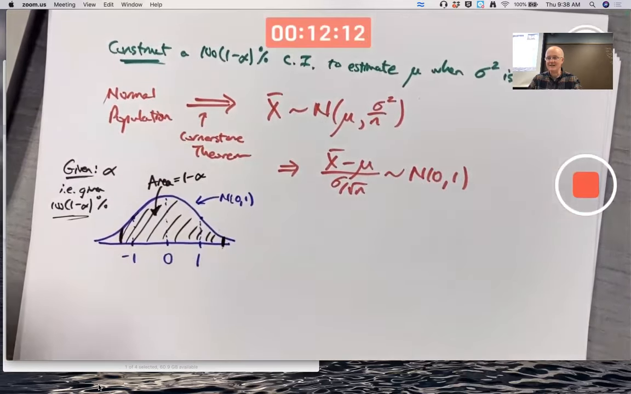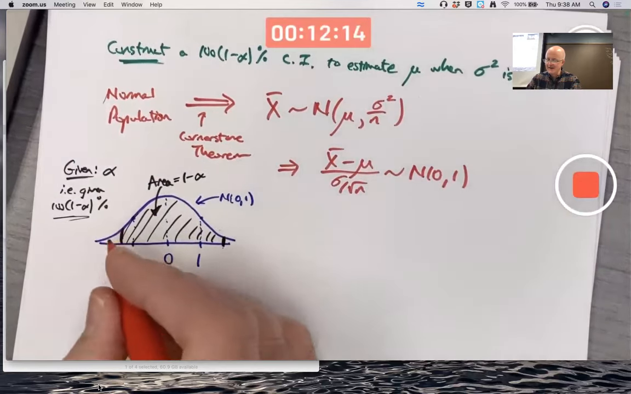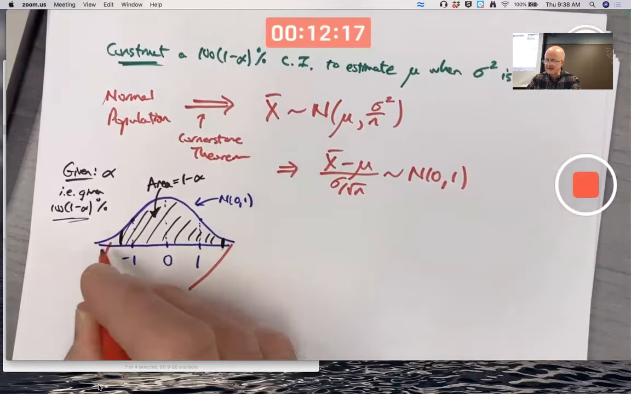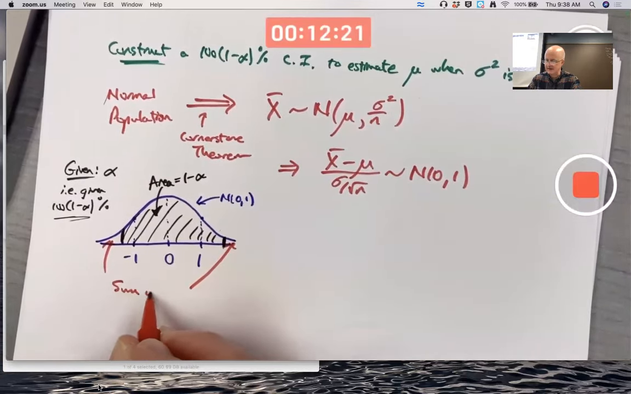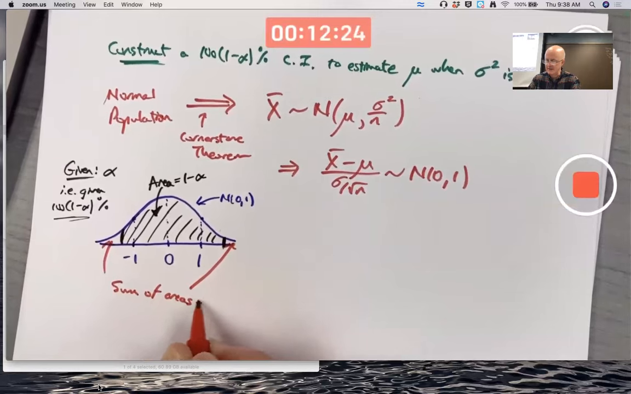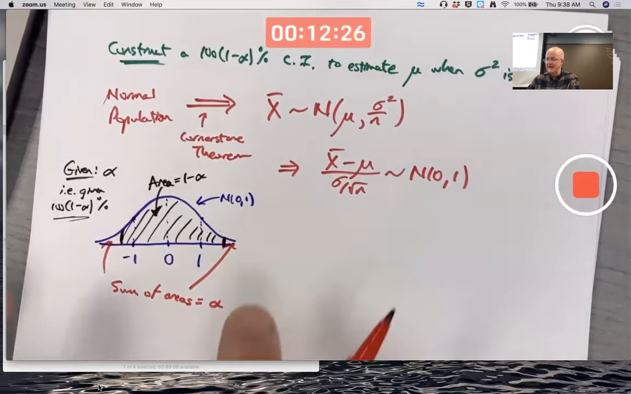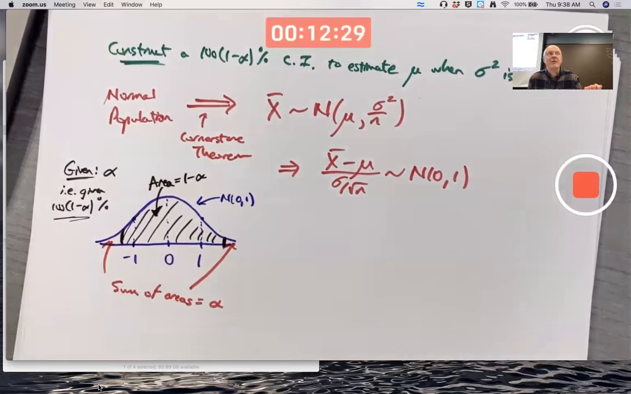If I do that, then the sum of these two areas still has to be alpha. Sum of areas equals alpha, but I don't have to pick them symmetrically. Those individual areas don't have to be alpha over 2. You're wondering, why are we doing this? Okay. One thing, there's a conceptual emphasis that I do have freedom. Maybe picking an interval symmetric is not the best thing to do.